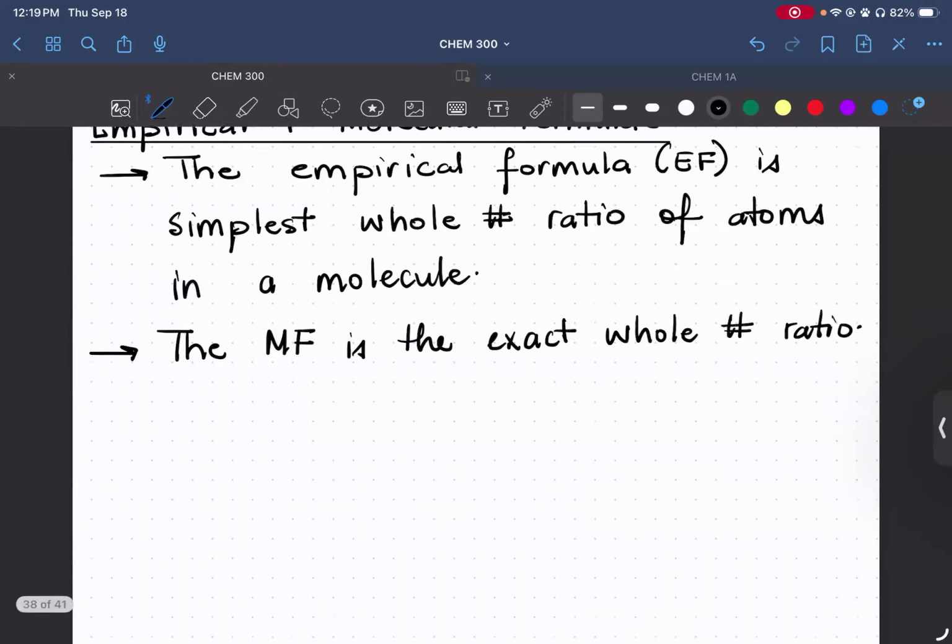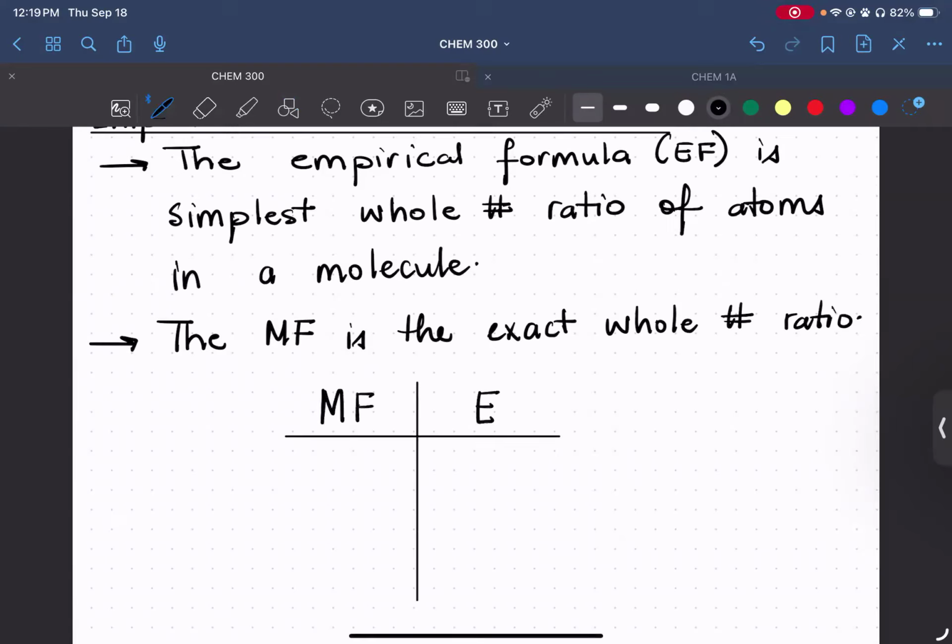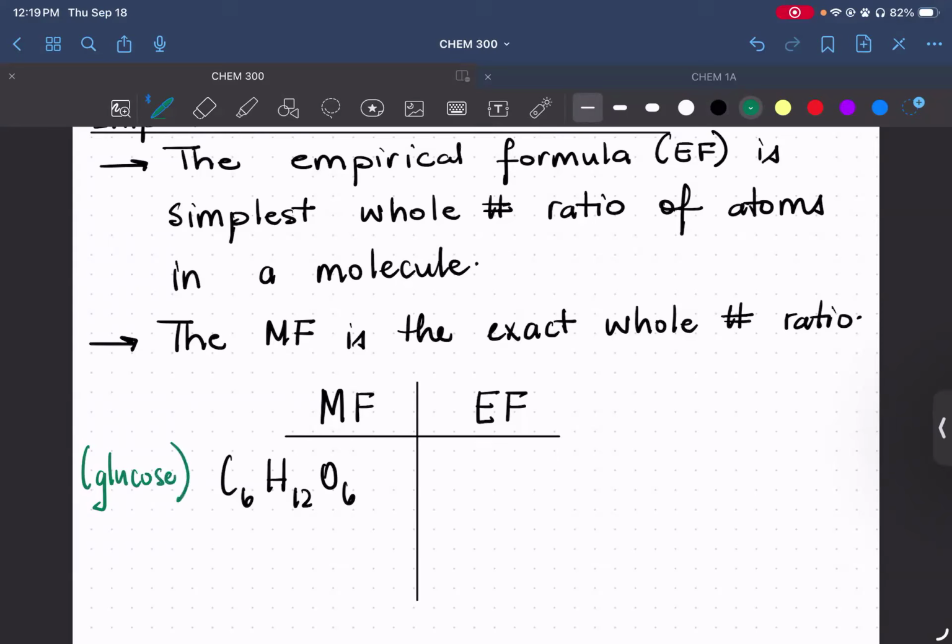What exactly does this look like? Well, let's take a look at a couple examples, comparing molecular formula to empirical formula. If we were to start with a simple one, C6H12O6, maybe our bio majors in here might recognize this compound. This is actually what's known as glucose. It's irrelevant to this class discussion, but just so you know, it is glucose.